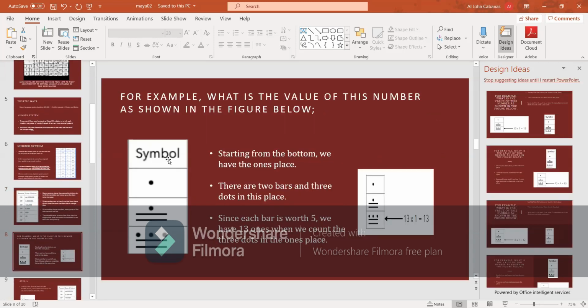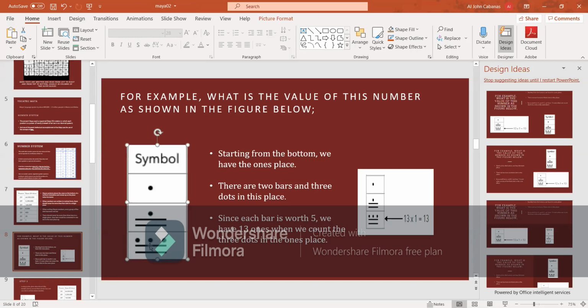Say for example, we have here, what is the value of this number as shown in the figure below? So ito yung given natin. Ayan. Starting from the bottom, we have the ones place. So ito yung ones.